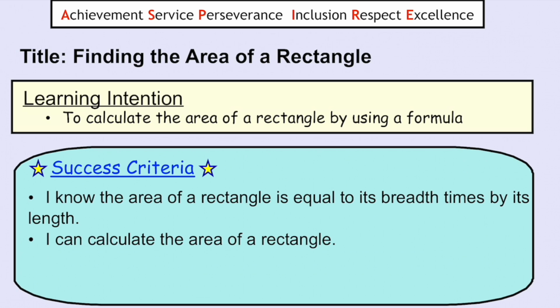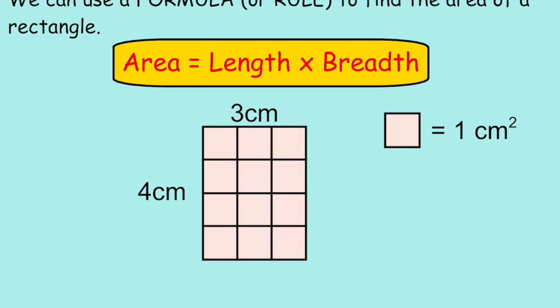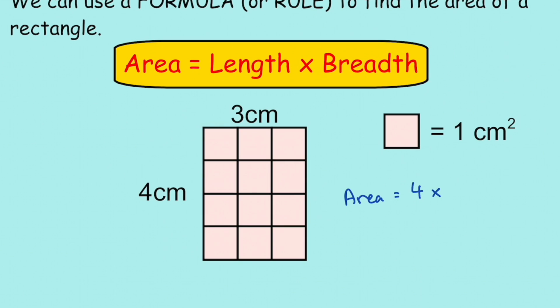Right, let's move on to some notes. Please copy down this note for the area of a rectangle. So we can use a formula or rule. So formula is just another way of saying a rule. The area of a rectangle is equal to its length. The length is normally this vertical distance here, multiplied by its breadth, and the breadth is this horizontal distance here. So we can just simply say that the area is equal to the length, in this case 4 centimetres, 4 times by 3 gives me 12 squared centimetres.